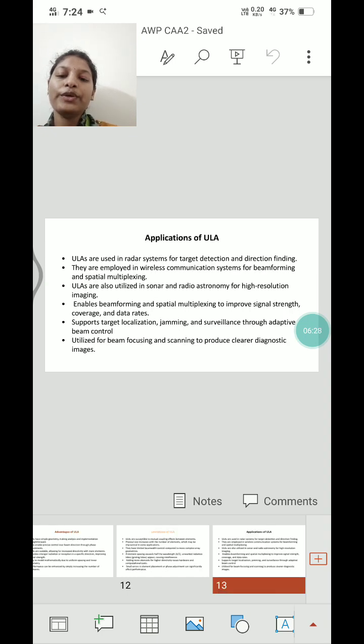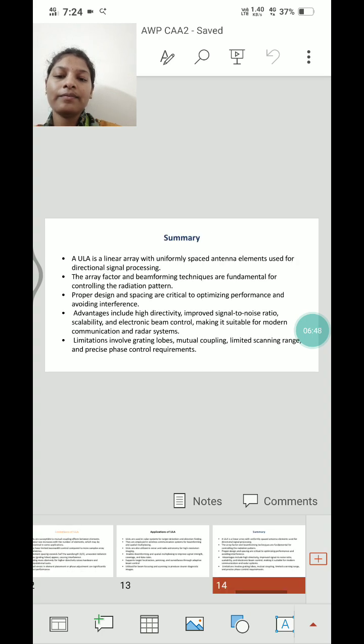Applications of ULA. ULAs are also utilized in sonar and radio astronomy for high resolution imaging, and in medical imaging for beam focusing and scanning to produce clear diagnostic images. ULAs are used in radar systems for target detection and direction finding.